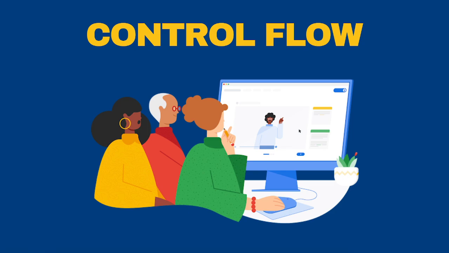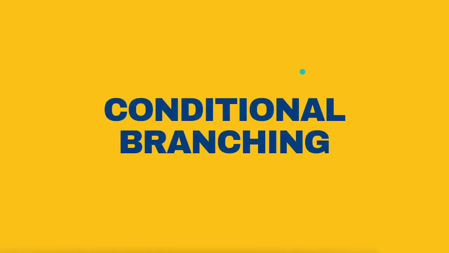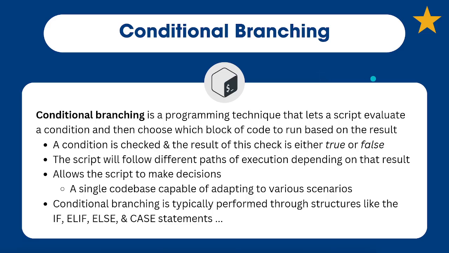Let's take a look at control flow starting with conditional branching. Conditional branching is a programming technique that lets a script evaluate a condition and then choose which block of code to run based on that result. So when we're talking about blocks of code, we're just talking about a piece of code that belongs to a particular structure or statement. Once we get to the examples, I'll give you some more clarity on what that means. So a condition is checked, and the result of this check is either true or false.